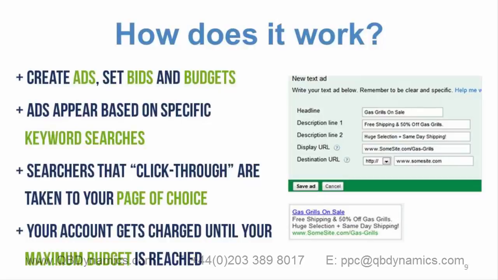Now, it's pretty simple. You can create the ad, you can set the bid and the budget. As you can see here, this is creation of an ad inside Google's AdWords program. You can see how simple it is. You have a headline, a description line, and a display URL, which is the URL showing in the ad, and the destination URL, which is the actual location to which you're going to send the person who clicks on the ad. And this can be a little different from the display URL.